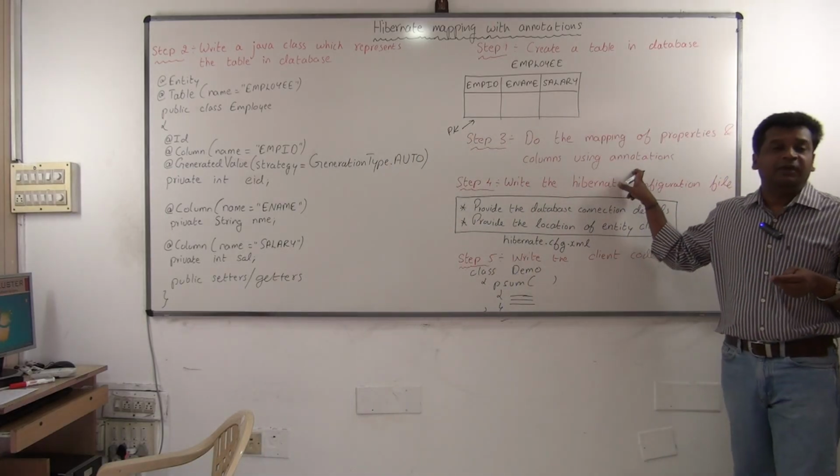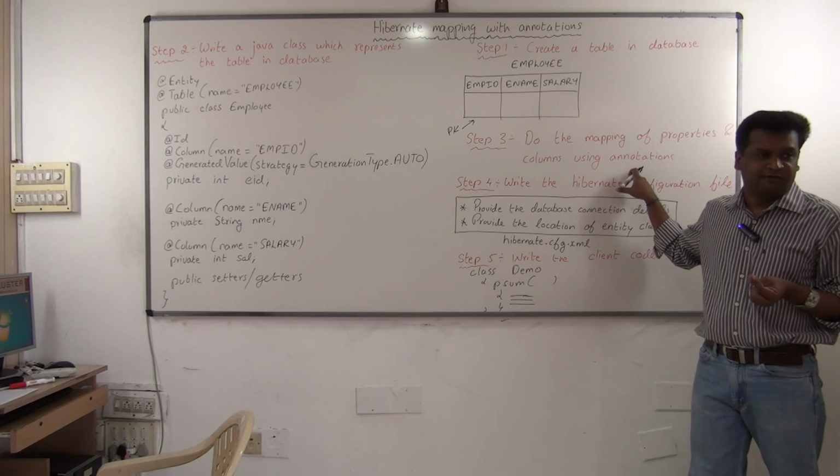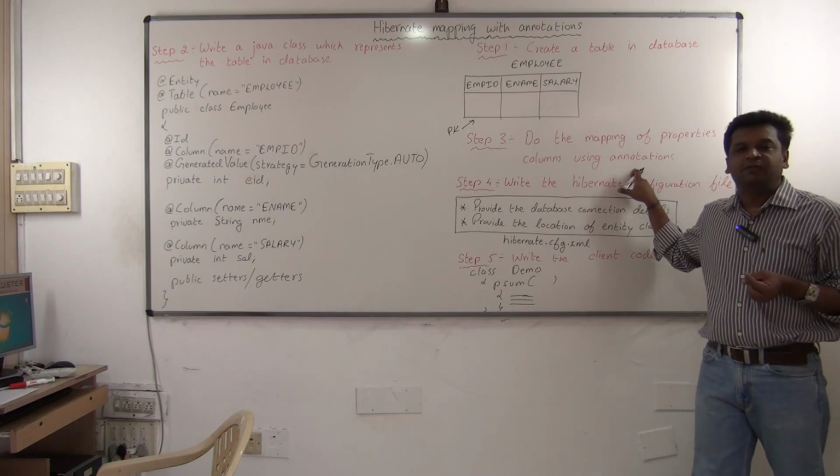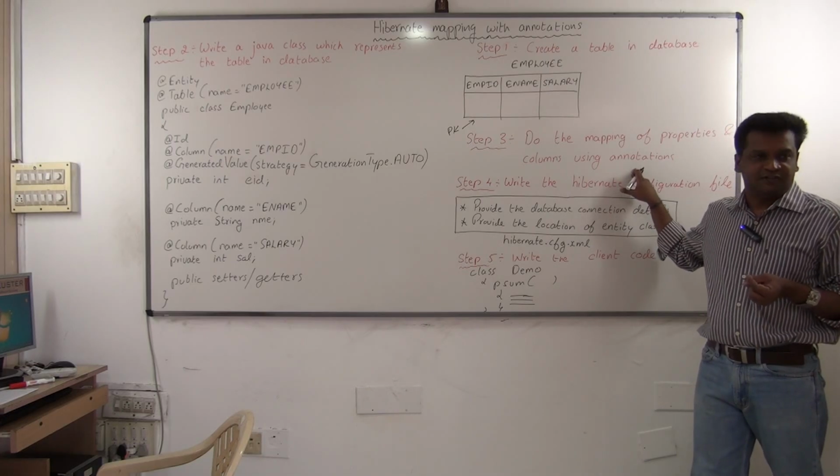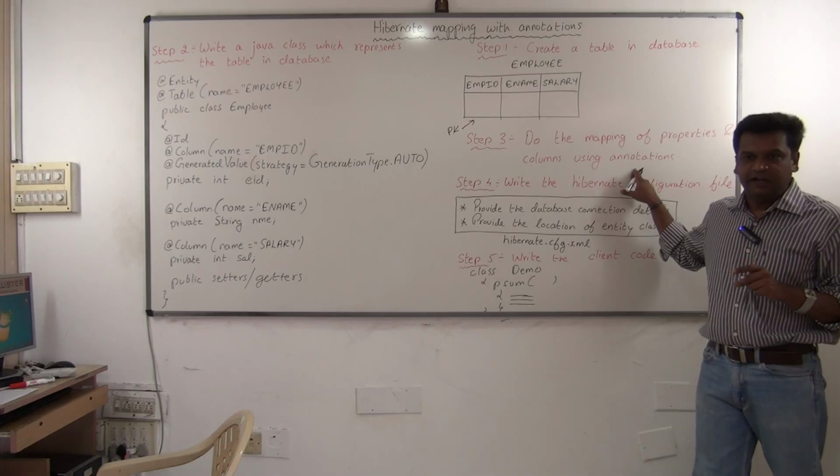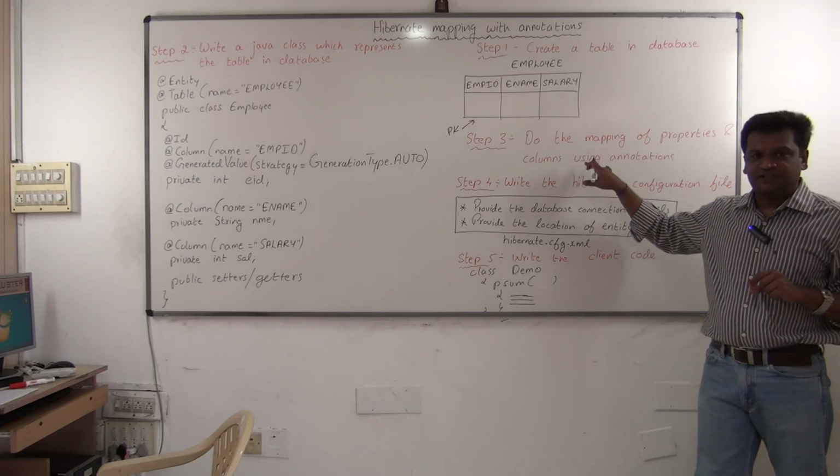So remember now, you will not be having your employee.hbm.xml file. Why you will not be having that file? Because we are doing the mapping with annotations. That will be gone now. So one file will be eliminated. Fine. So that is step number 3.